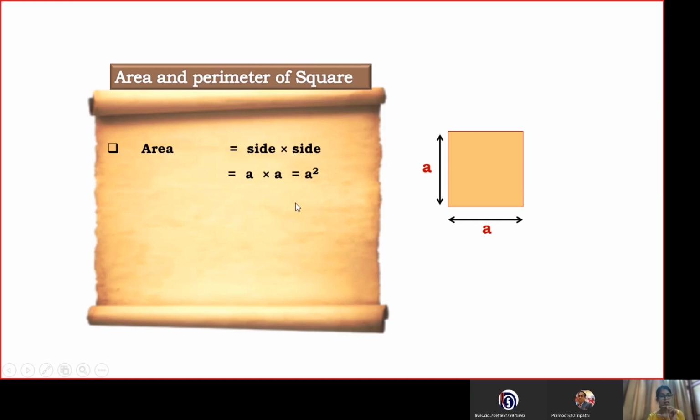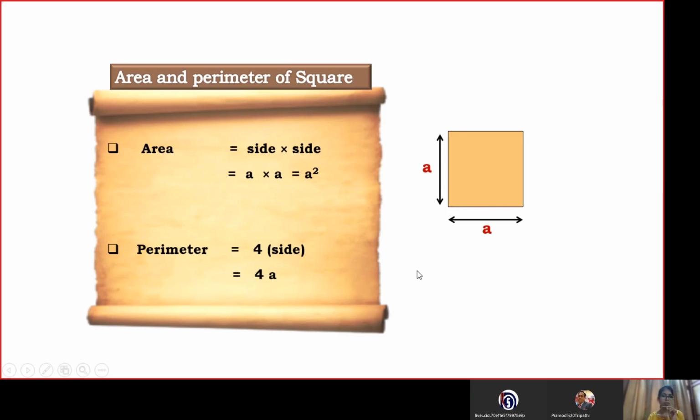Moving on, the perimeter of a square is given by the formula 4 into side. Since all sides are equal, and we know that the perimeter of any figure in general is the sum of all sides, since all four sides are equal, therefore the perimeter of a square is 4 into side.